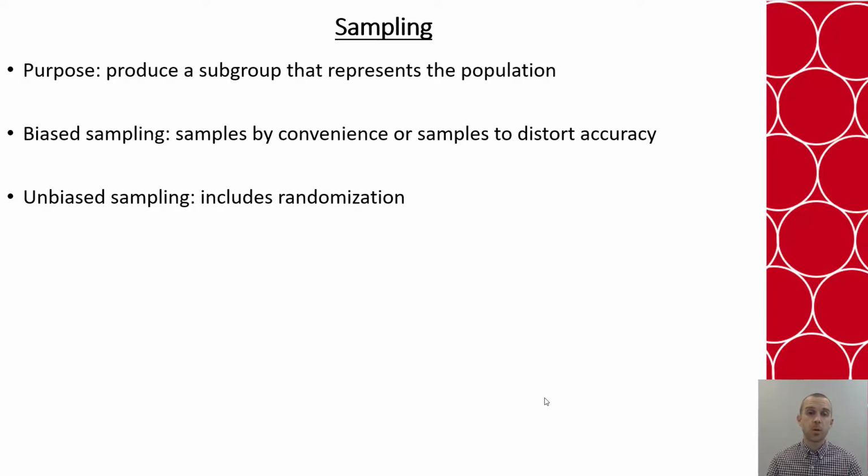Often this occurs when we go for convenience samples, or sometimes groups may try to deliberately distort the accuracy of data by only sampling their individual members. This happens way too much, especially with online surveys where they send it only to the members of a group, and then you see these overwhelming percentages that match exactly what that group wants to believe.